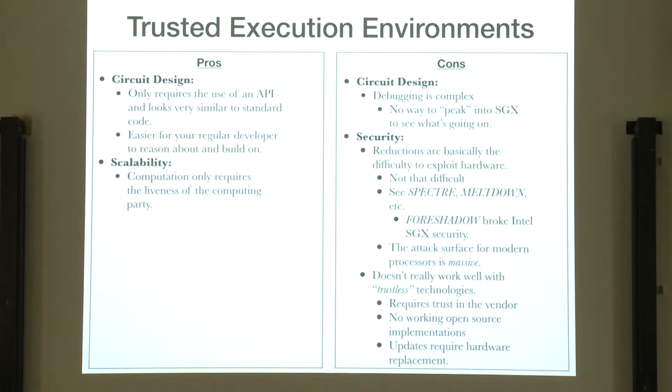It requires trust in the vendor. There are no working open source implementations. There probably won't be. There's too many. Like I said, the attack surface on hardware is massive. So this becomes really difficult to do. And updates require hardware replacement. So in the case of Foreshadow, all the Intel processors out there at the time, we pretty much don't know if it was exploited or not. So if you're building on top of Intel SGX, sorry, it's kind of broken.